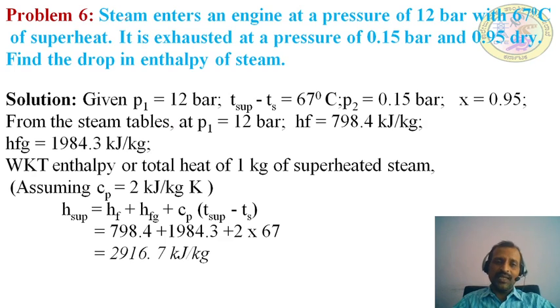So similarly we will see problem number 6 now. A steam enters an engine at a pressure of 12 bar with 67 degrees Celsius of superheat. As given, superheat means the steam is superheated steam. It is exhausted at a pressure of 0.15 bar and 0.95 dry. Find the drop in the enthalpy of the steam.